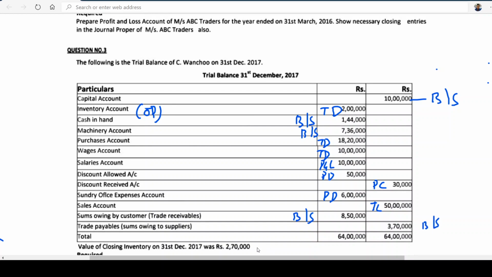That's it. Closing stock, for the time being, since it is given as an adjustment, will go to trading account, credit side. Please also remember that it will be taken to the balance sheet as well. When we go for adjustments, we'll discuss it.